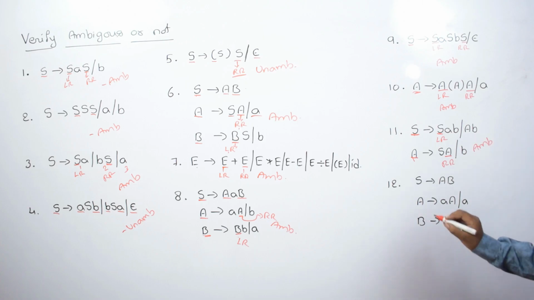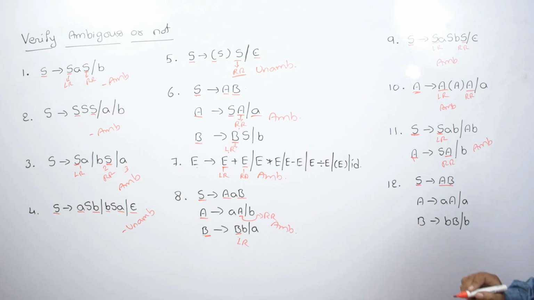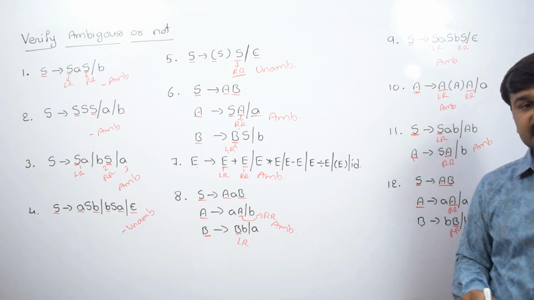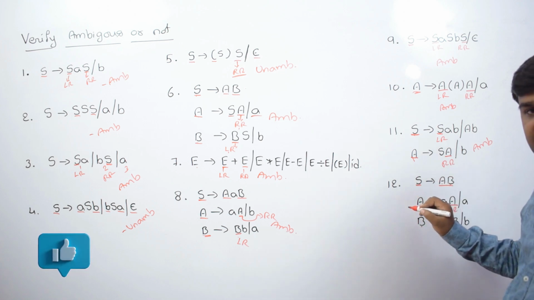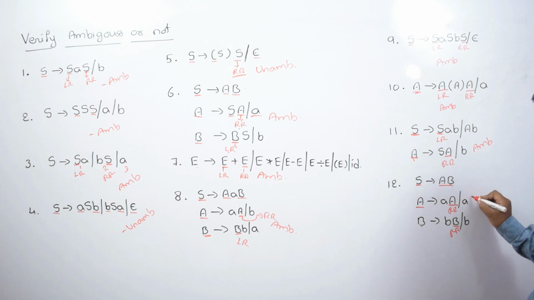Now, here S derives AB. The first position is not S and the last position is not S. Now A here and A here, so right recursion is there, and B here and B here, so right recursion again. There is no left recursion, but right recursion is there 2 times. To call it an ambiguous grammar you must have both, but we have only one. So this will become an unambiguous grammar.